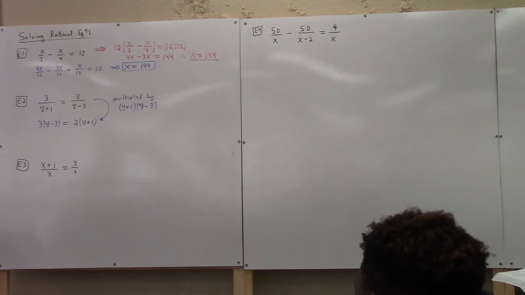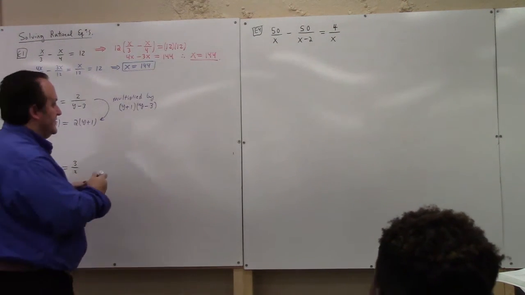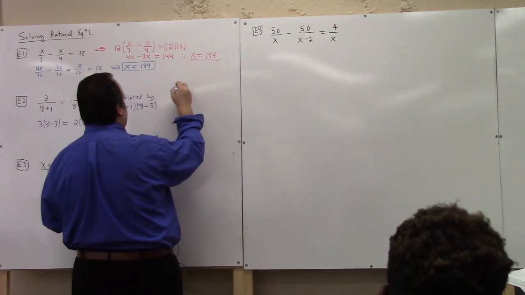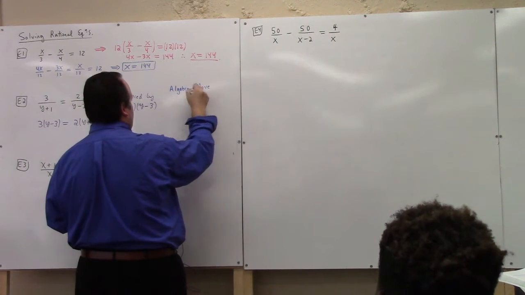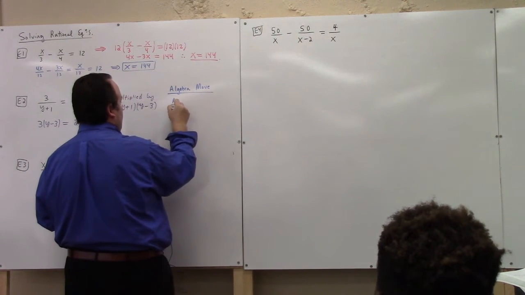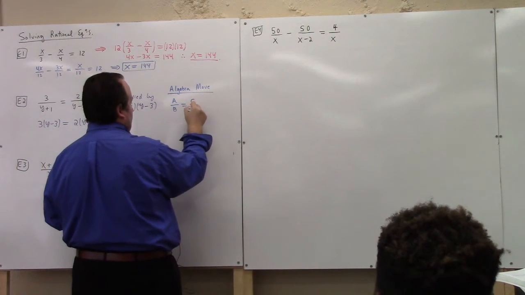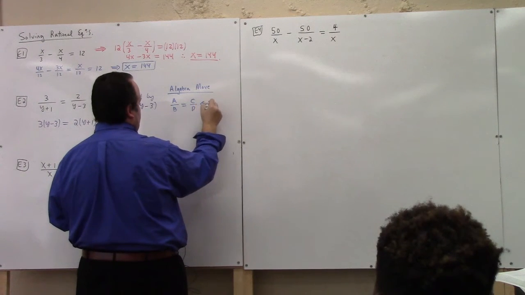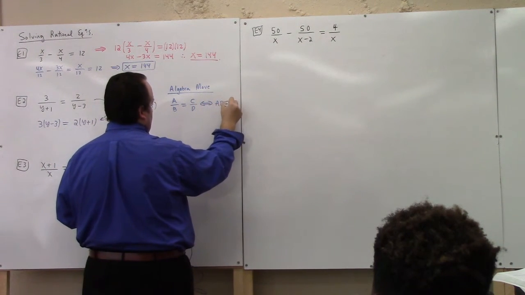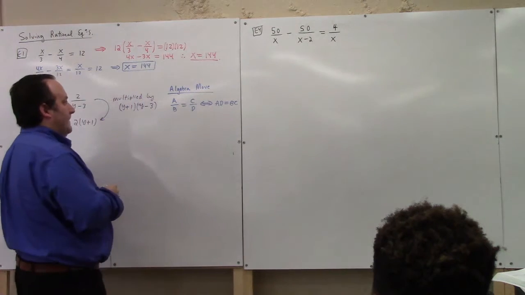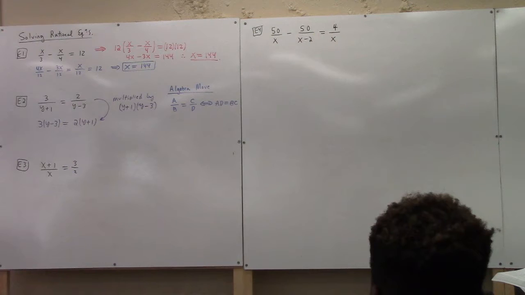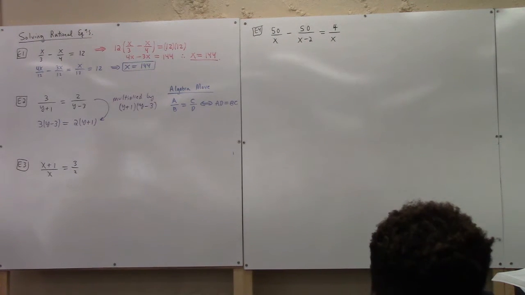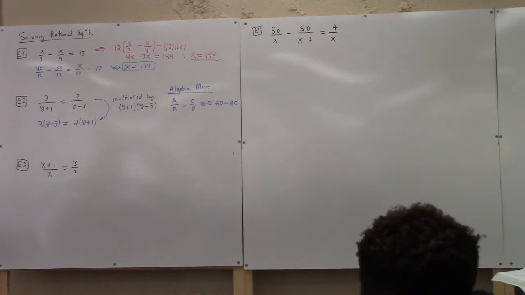This is often referred to as cross multiplication, so just something to remember. Let's call it an algebra move. If you have a over b equals c over d, you can trade that for ad equals bc. This is called cross multiplying. Multiply the denominator of the left to the numerator of the right, and multiply the denominator of the right to the numerator of the left.